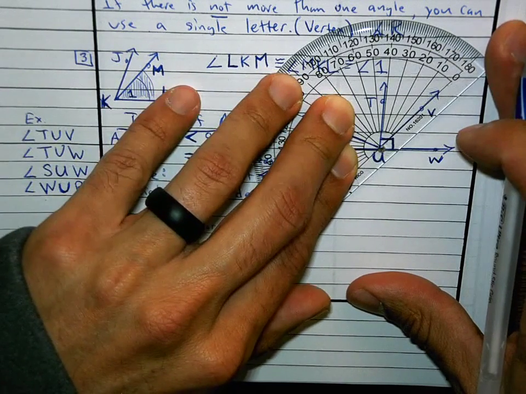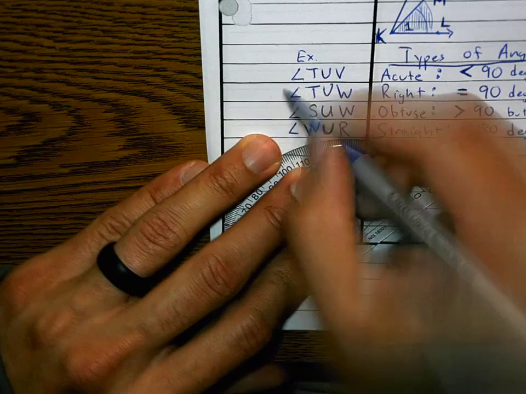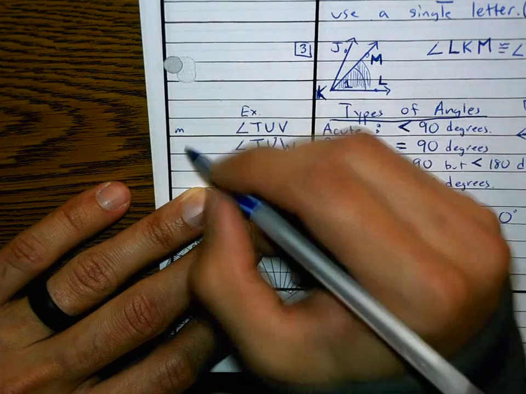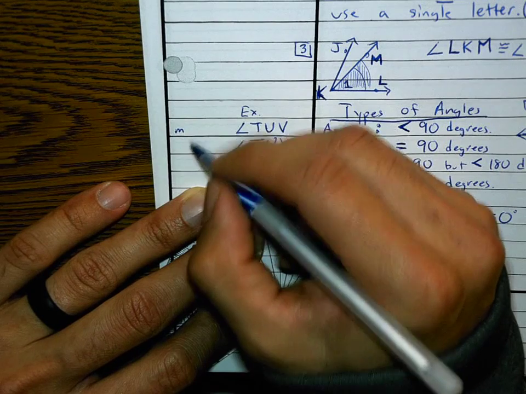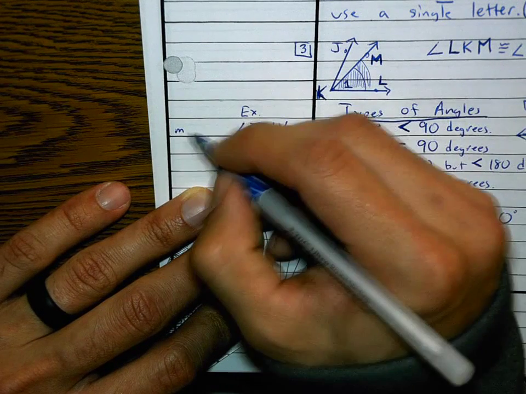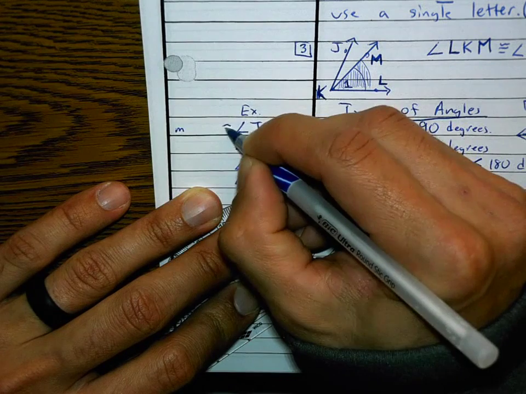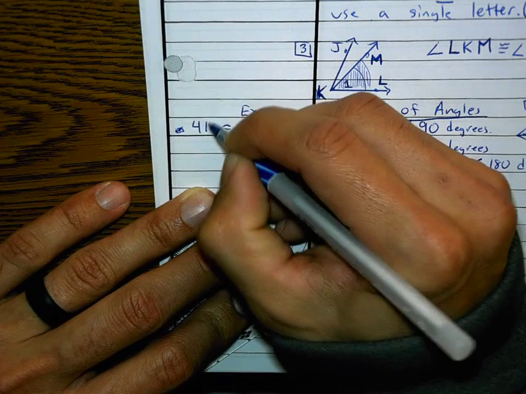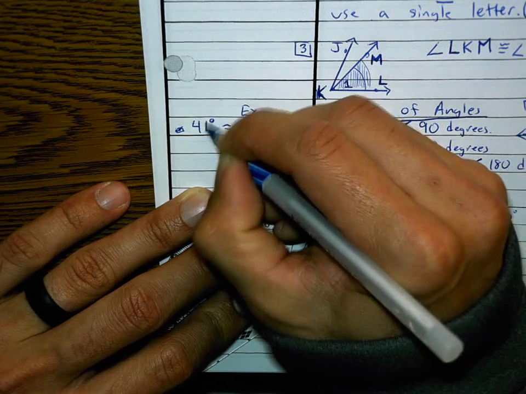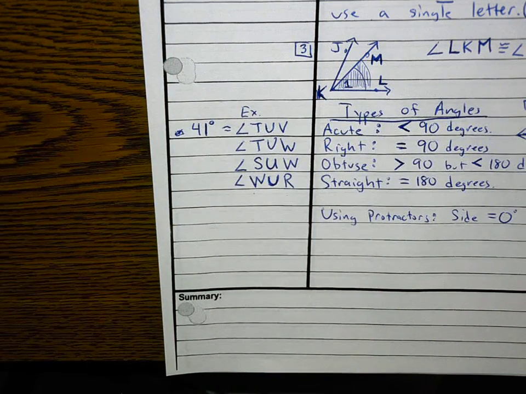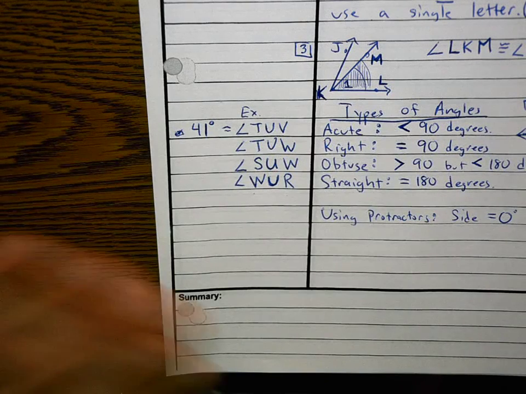The way I would write that is like this. Okay, here's my example. The measure of this angle, I'm going to put, is about equal to 41 with a little degree symbol like that. That's what my angle is about. It's about 41 degrees. Okay?